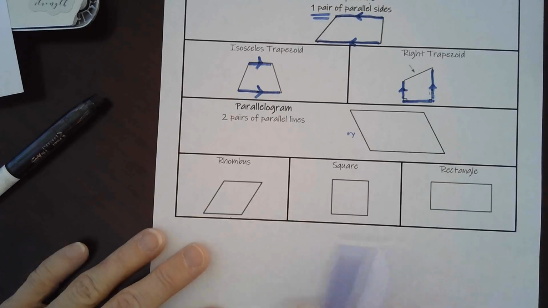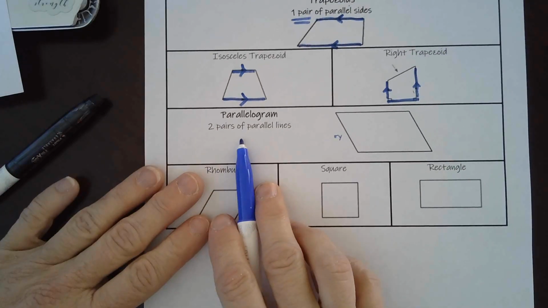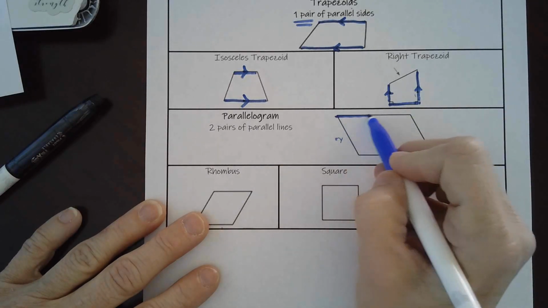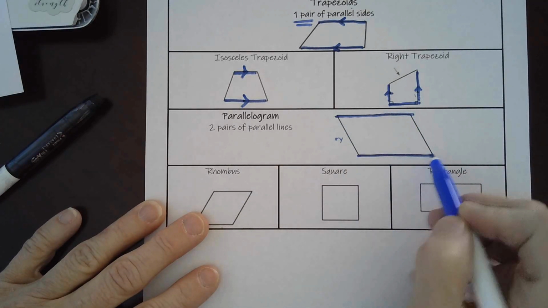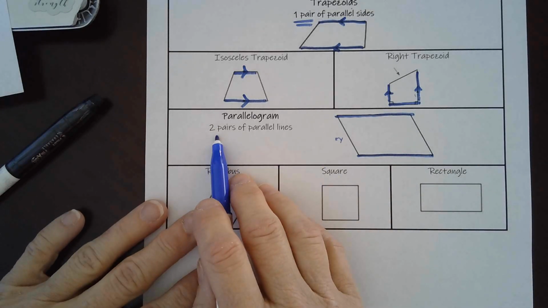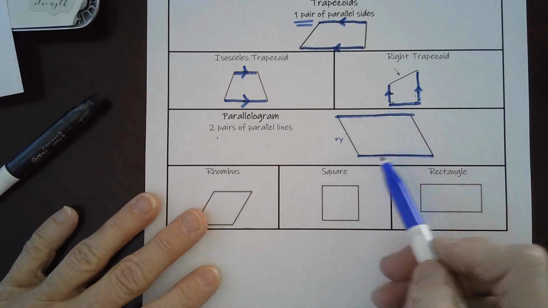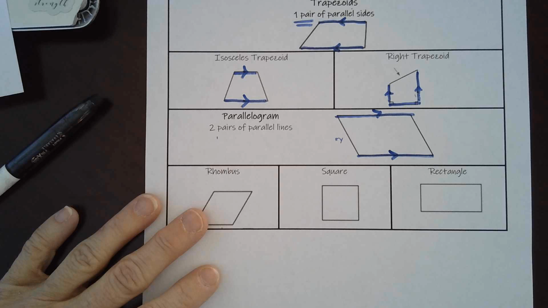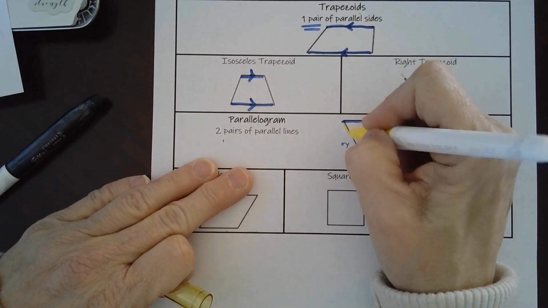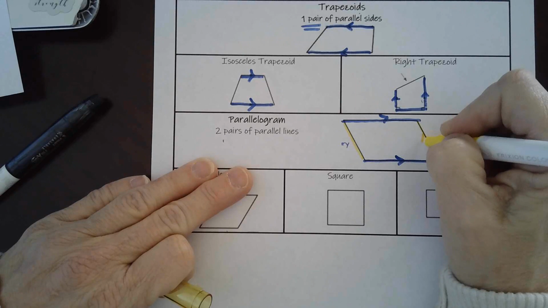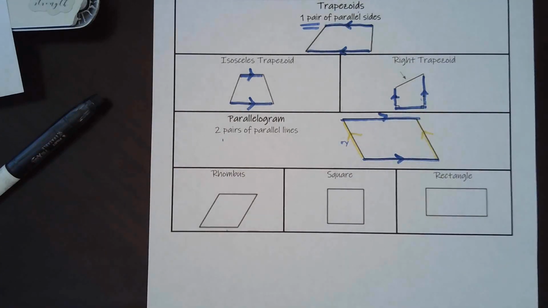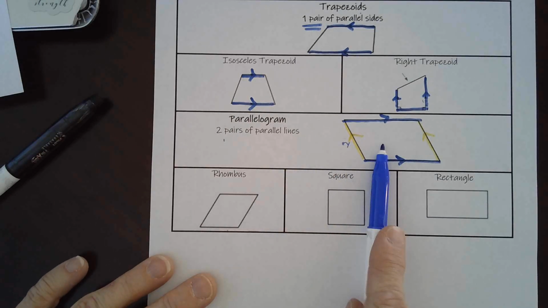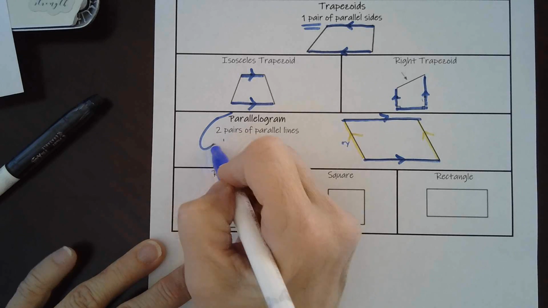And then finally, for this lesson, we're going to talk about a parallelogram. A parallelogram is a four-sided figure where you have two pairs of parallel sides. These two sides are parallel to each other. And then this side and this side are parallel, and I will just put a little marking there. So we have two pairs of parallel sides, and therefore it is a parallelogram.